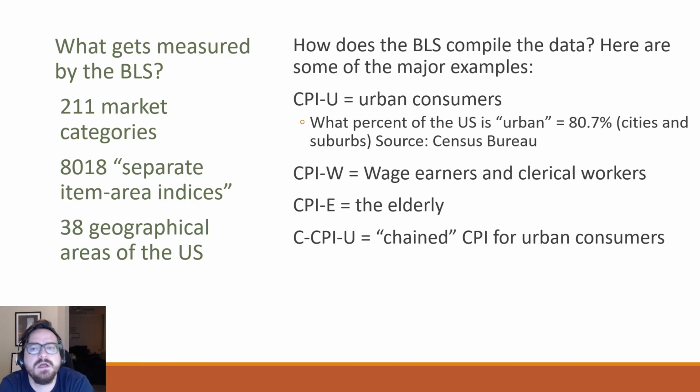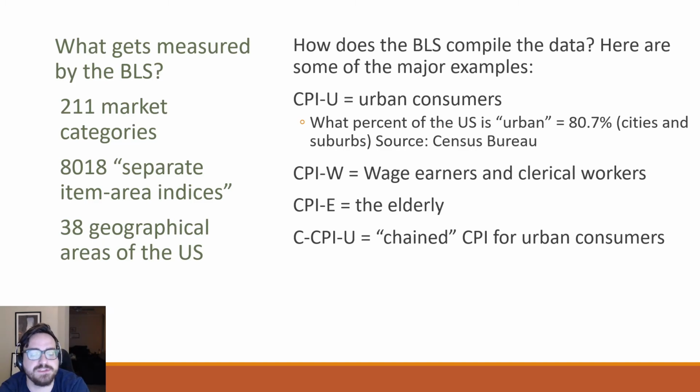That can matter. There are also different versions of CPI: CPI-U, CPI-W, CPI-E, and C-CPI. CPI-U is the most commonly used one, and that's the CPI of urban consumers, people living in cities and suburbs. It's how much inflation people in cities and suburbs experience across the nation. That's 81% of our population as a country. So that's probably the most broadly applicable CPI.